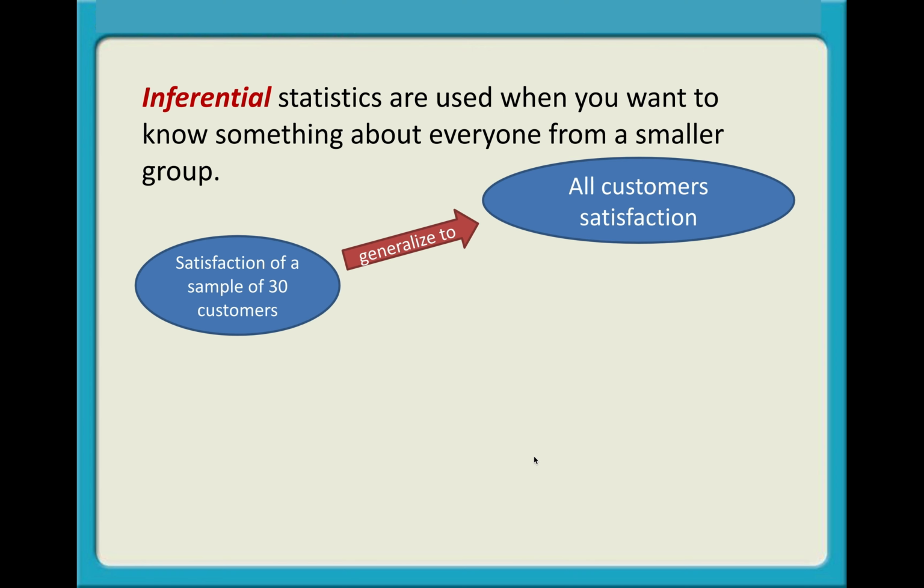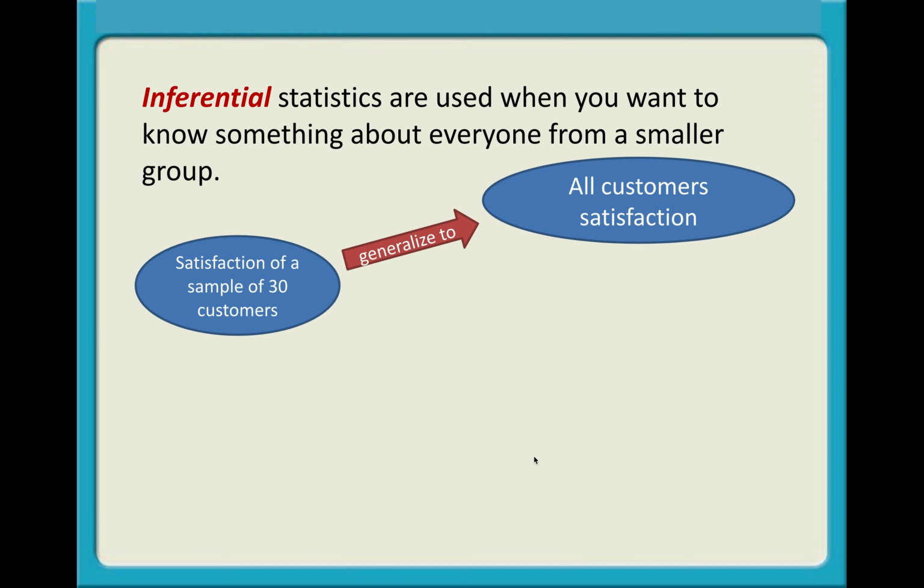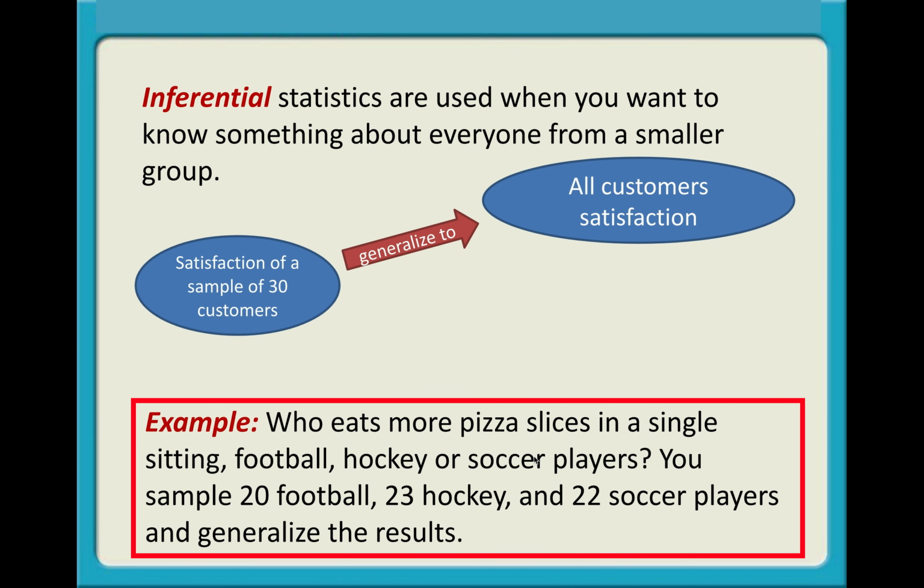The learning module then provides the definition for the next option presented to the students at the first decision point, inferential statistics. Inferential statistics are used when you want to know something about everyone. Since you can't access the entire group, you take a small sample from the entire group and infer or generalize the results to everyone. Here's an example of an inferential question.